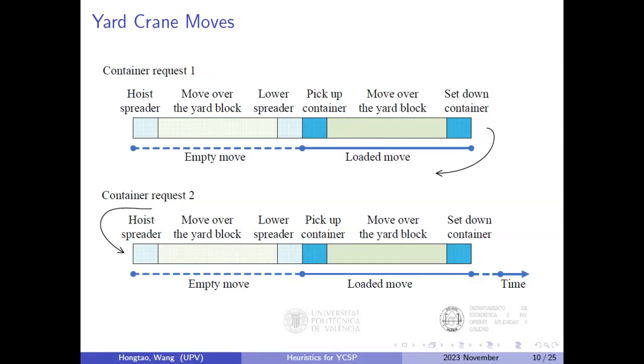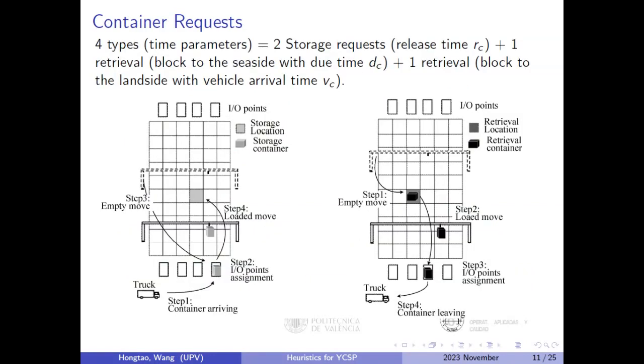Maybe you wonder, how do we deal with a container request with a given time parameter? We have 2 types: storage and retrieval containers. This one is for a storage container. At first the container comes with a release time, and the next step is we must assign one input-output point, like this one in the picture. And step 3 is the yard crane must go to this input-output point to pick the container. And finally, with a loaded move, the yard crane goes to the destination location here. It happens for our storage container.